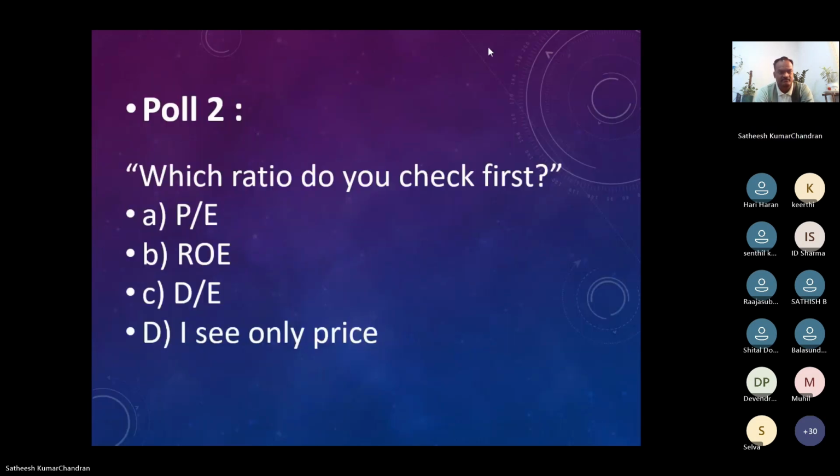So poll 2: which ratio do you check first? P, ROE, D. I only see price. Anybody comment, please? P. Okay. P. ROE.